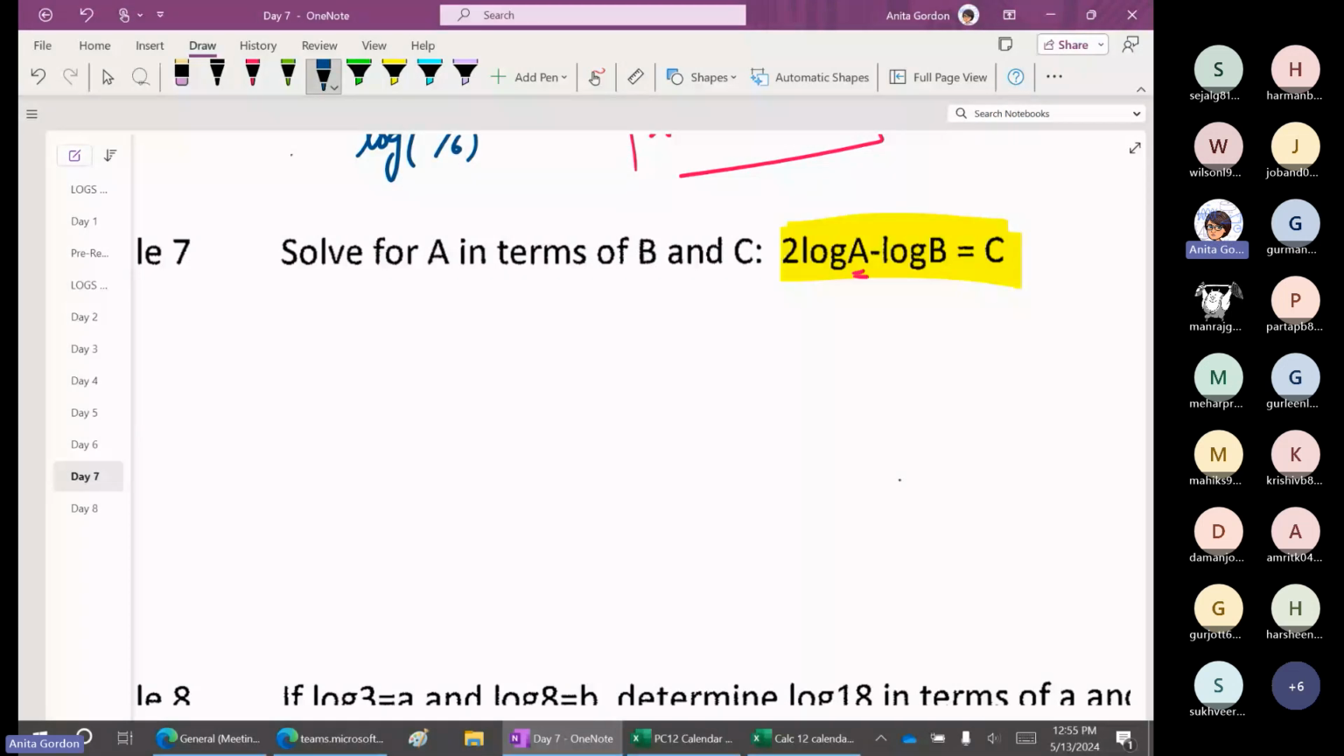I can do the quotient rule and combine this, right? This is log of A squared over B, right? Because the 2 in front of the A is its exponent, so it's got to carry it with it. So log A squared over B equals C. I want just A by itself. What's my next move?